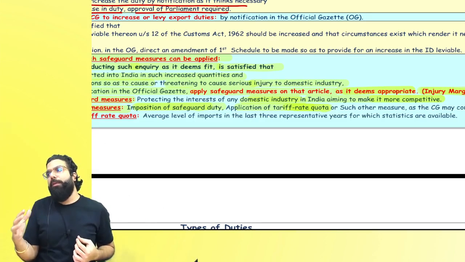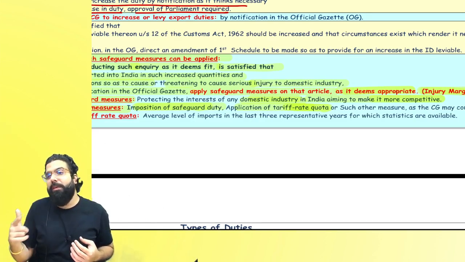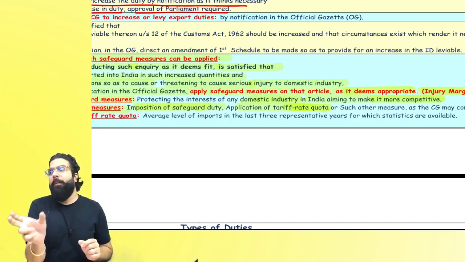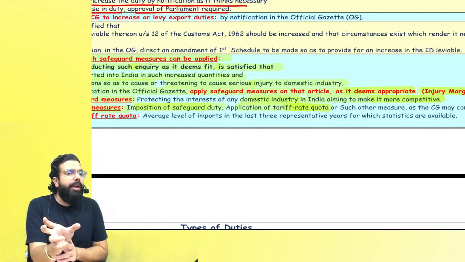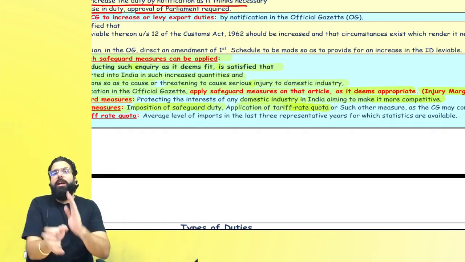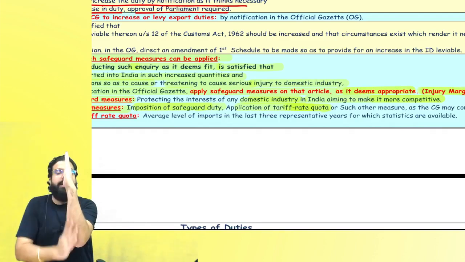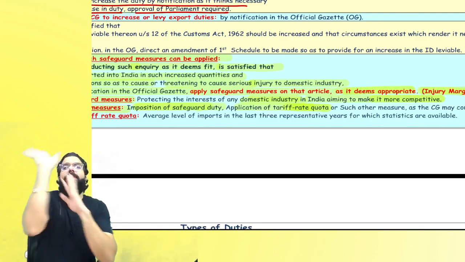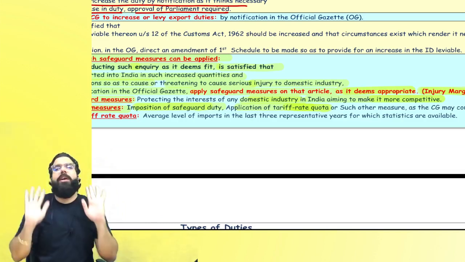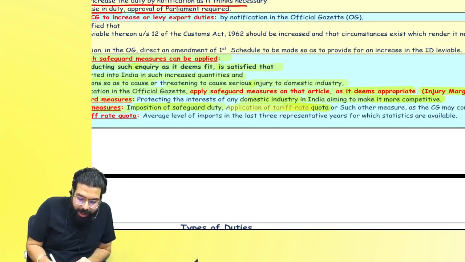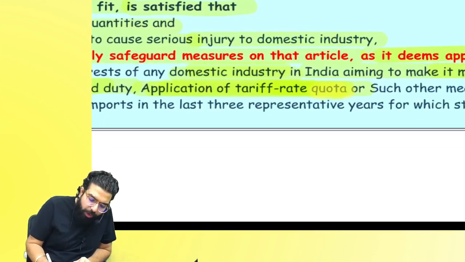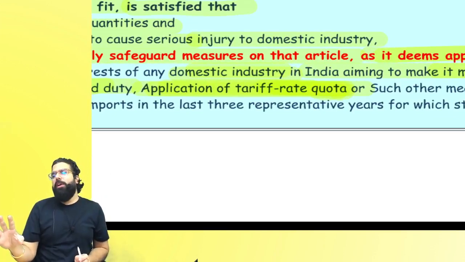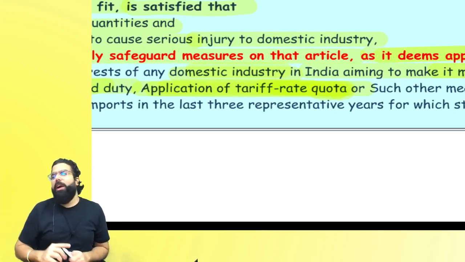Supposing calculators were imported into India. For whichever last 3 years statistics is available, they will take the average of that import. Now on that average, government will say that this much is the quota. If this many calculators are coming into India, no rate of duty or low rate of duty. After this, safeguard duty will be charged, and that is known as application of tariff rate quota. One quota will be fixed. Up to that, they will charge no safeguard duty or low safeguard duty, but once you exceed the quota, then safeguard duty will be charged.